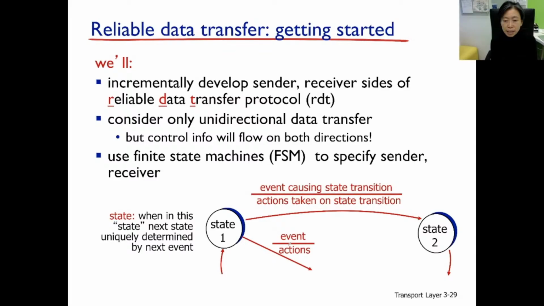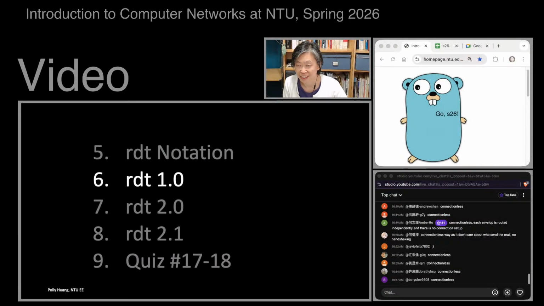Oh, there's one more thing I neglected to mention. We only consider unidirectional data transfer. What I mean is that data is going one way from one machine to another machine, and there's no data coming back. The receiver might send feedback back; those are called control info. Control info can go both ways, but data only goes from the sender to the receiver.